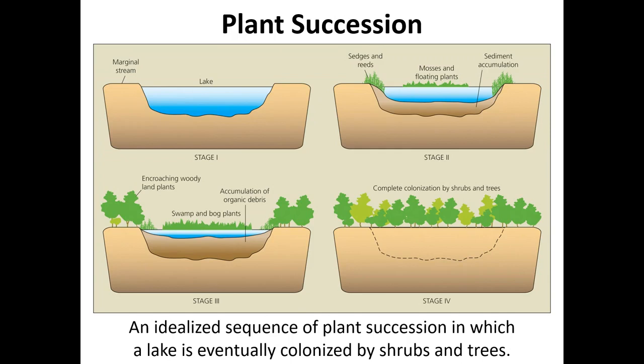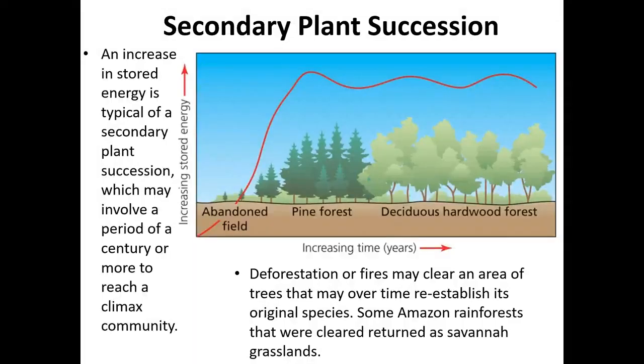And as time goes on, the bushes along the side and plants can grow into larger trees. And then eventually, trees can grow and kind of move in and completely overtake the lake itself. So this is, as it says, an idealized sequence of plant succession where a lake eventually colonizes shrubs and trees. So this is a transition from a lake to an area overtaken by trees that might happen in the forest. So this is an example of plant succession.